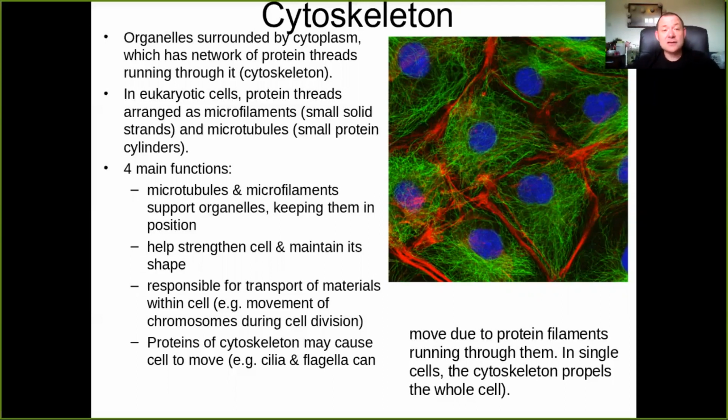In eukaryotic cells, the protein threads are arranged into microfilaments and microtubules. Microfilaments are small solid strands, and microtubules are cylinders. There are four main functions. The microtubules and microfilaments support organelles, keeping them in position and helping them to move. It helps strengthen the cell and maintain its shape, and is responsible for transport of materials within the cell, e.g. movement of chromosomes during cell division.